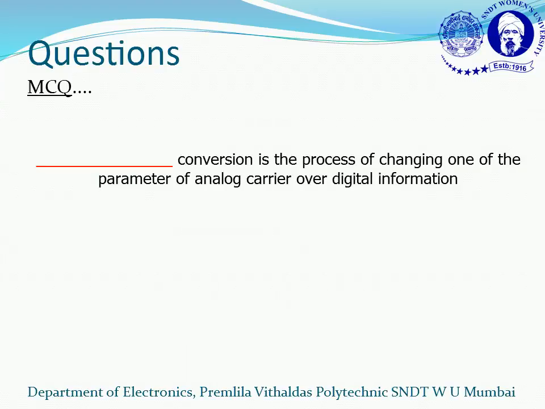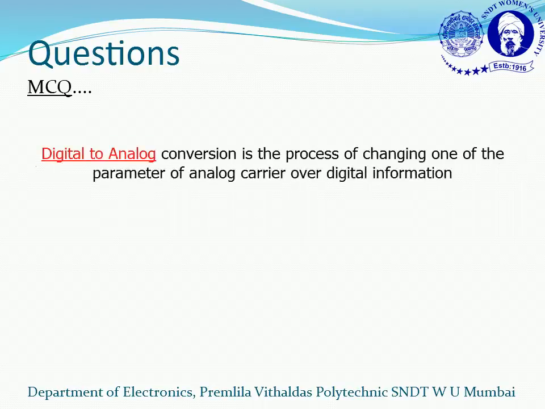Which type of conversion is the process of changing one of the parameters of an analog carrier over digital information? Digital to analog conversion, or digital modulation. Digital to analog conversion is the process of changing one of the parameters of an analog carrier over digital information.